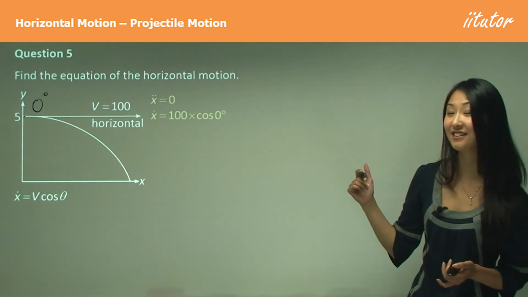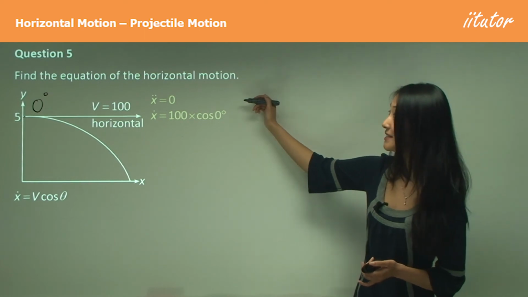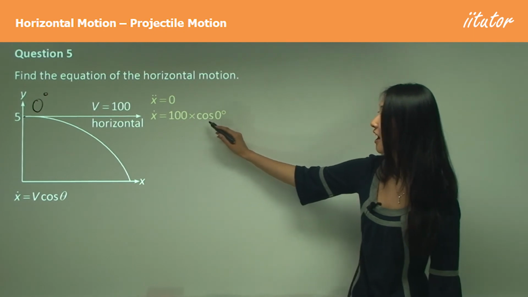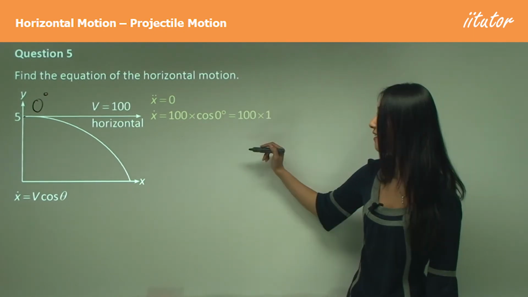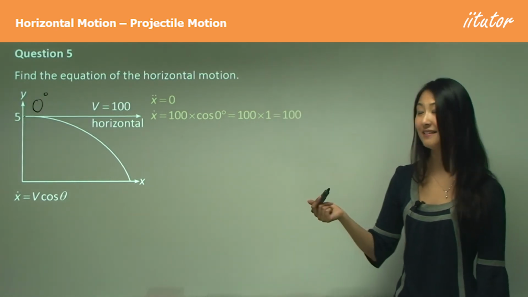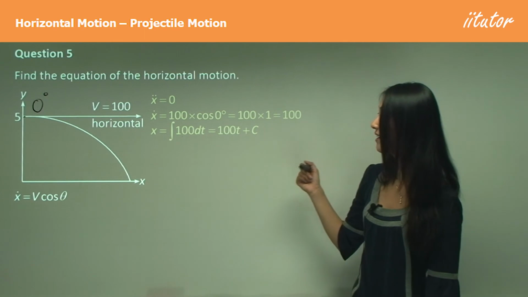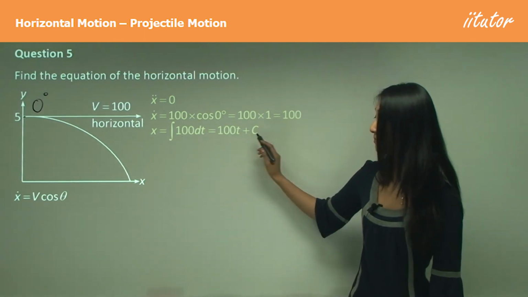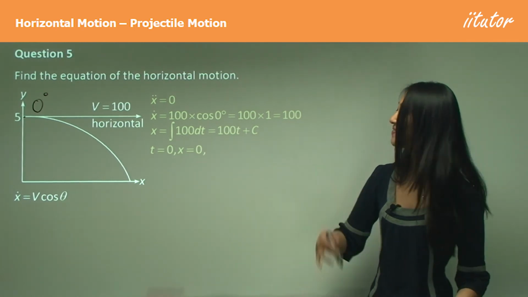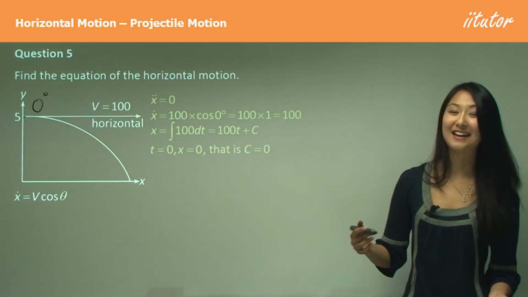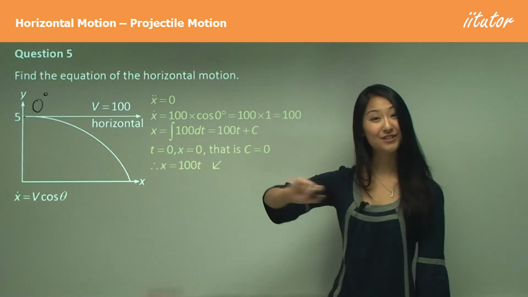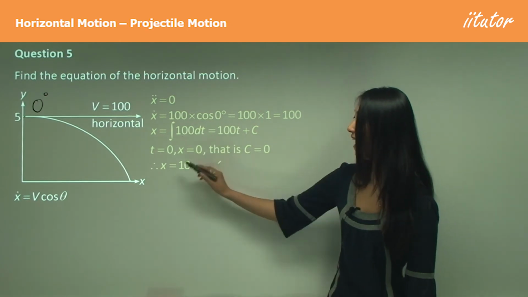So our acceleration is 0. It's always going to be 0 for our horizontal motion. Our velocity is going to be 100 times cos 0 degrees, and that is just 1. So 100 times 1 gives us 100 meters per second. And now we want to integrate that. So that becomes 100t plus c. And we know that when t equals 0, x also equals 0. Substituting it in, we find out that c equals 0. So therefore, our equation of our horizontal motion is going to be 100t.